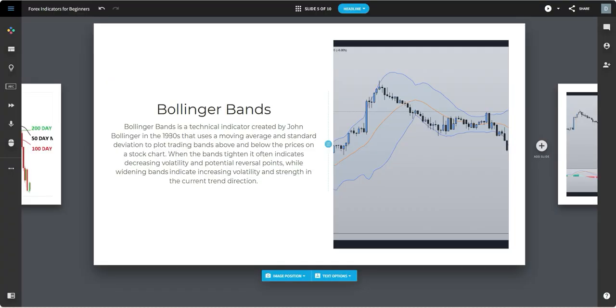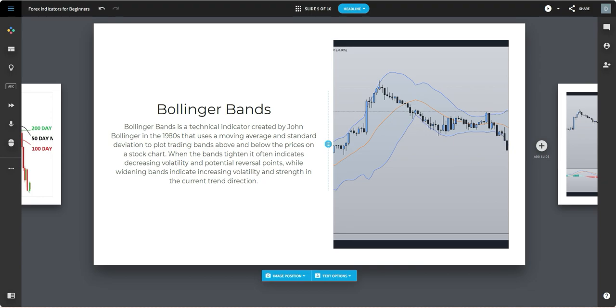Now, Bollinger Bands is a technical indicator created by John Bollinger in the 1980s that uses a moving average and standard deviation to plot trading bands above and below the price on a stock chart, as shown in the example on the right. When the bands tighten, it often indicates decreasing volatility and potential reversal points, while widening bands indicate increasing volatility and strength in the current trend direction.